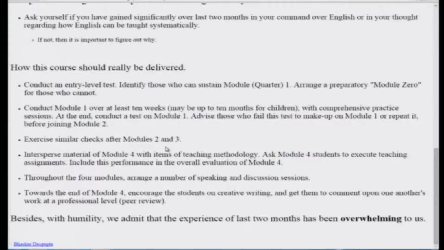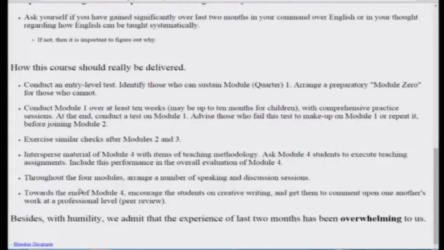Okay. And by the time you reach the professional part, the module 4, okay, so intersperse material of module 4 with items of teaching methodology. Ask module 4 students to execute teaching assignments. Include their performance in those teaching assignments in the overall evaluation of module 4. Okay. This is how module 4 should be really conducted and evaluated.